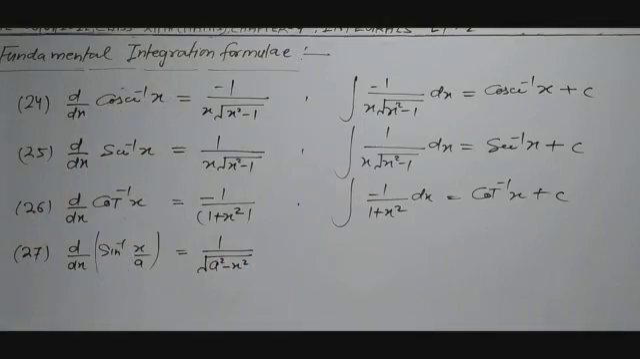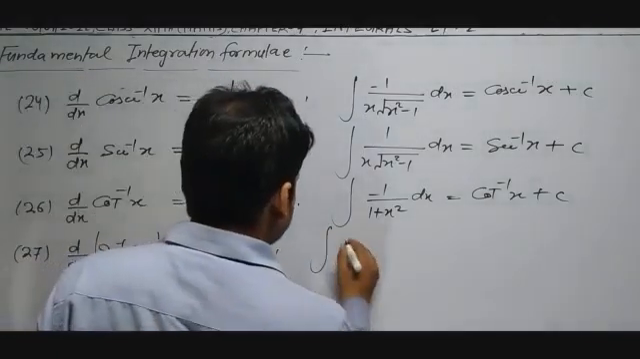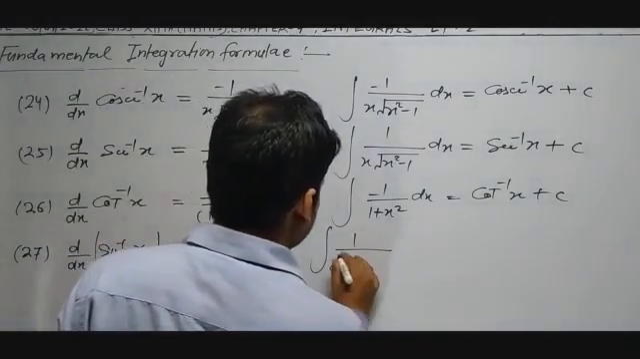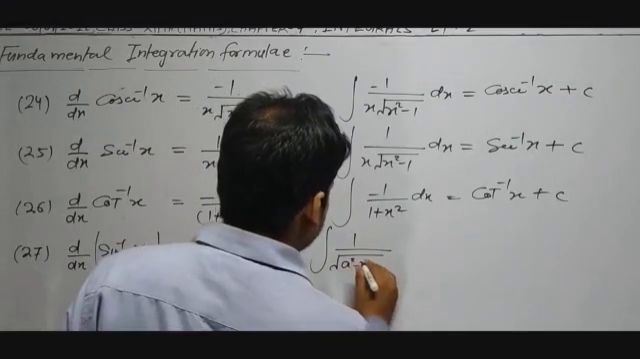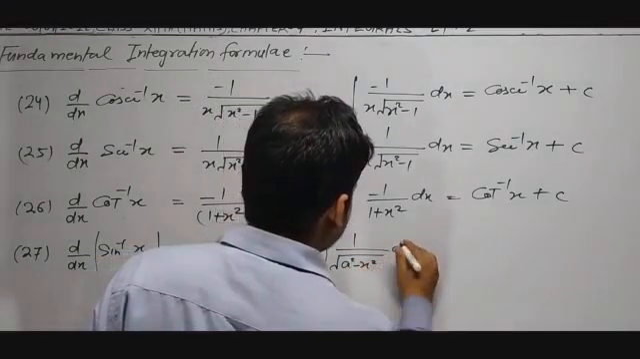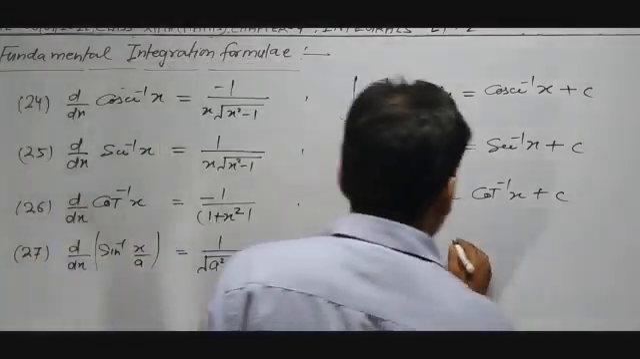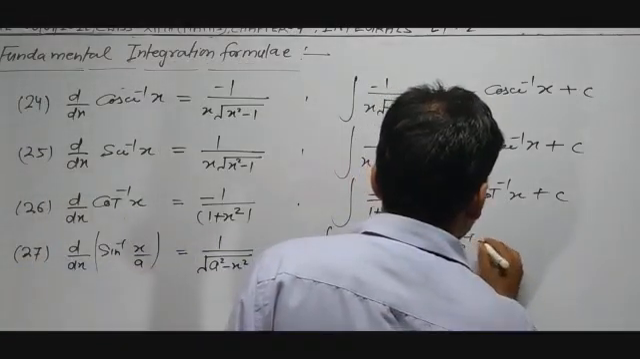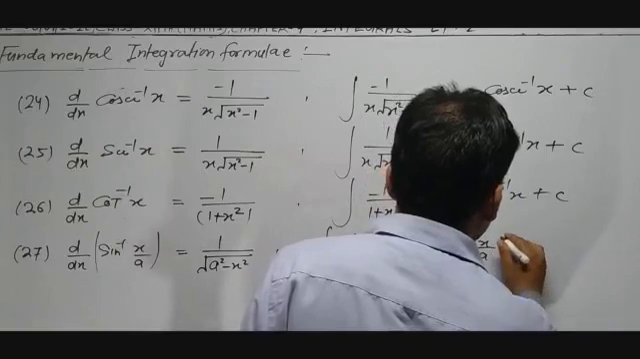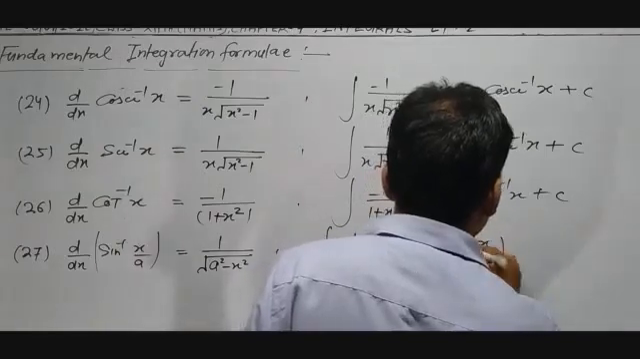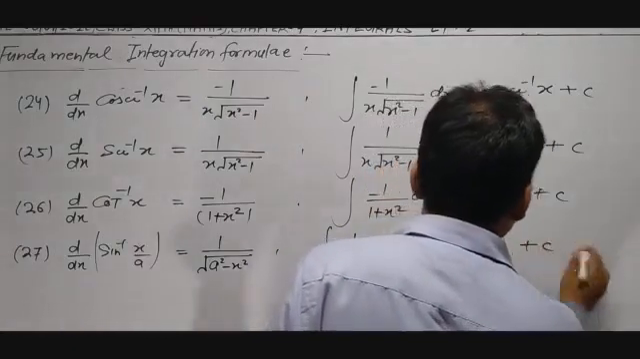So similarly, when you find their antiderivative, integration of 1 upon root over a square minus x square dx, the result you will get is sine inverse x by a plus c.